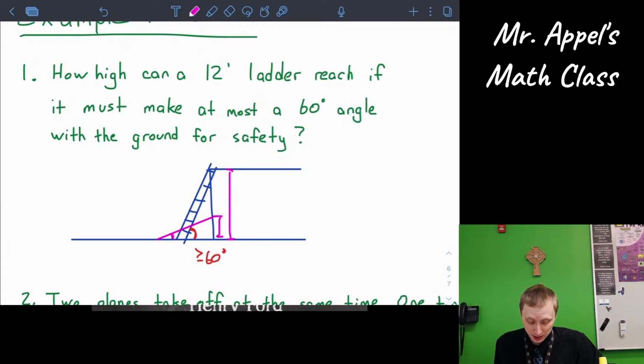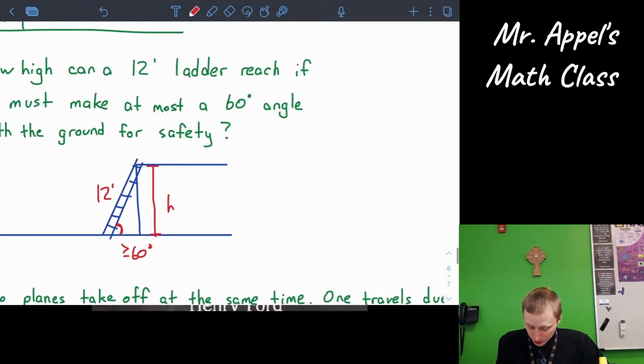So we don't want that. The maximum possible, 60 degrees, is what will let us reach the farthest. So we'll stick with that. So we want to know this height here. We already know the ladder itself is 12 feet. So this is forming, okay, 12, solve for h. This is 60.